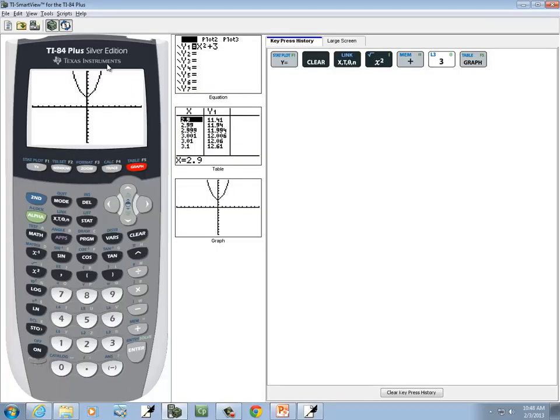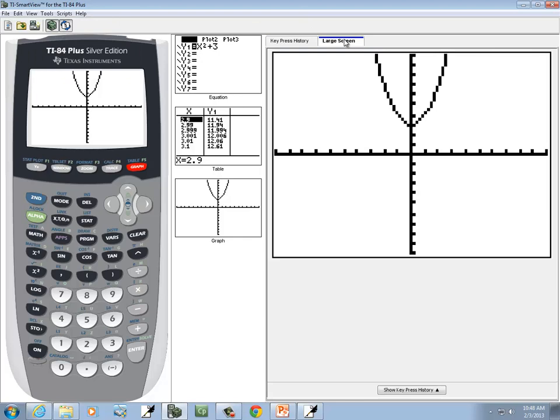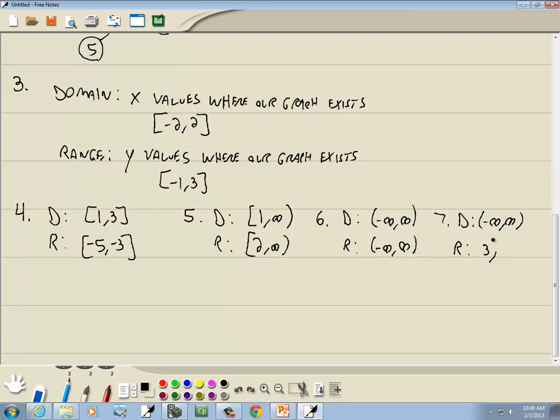And I don't know if I can show a big picture of that or not. Let me see. View. I guess not. Oh, there's a large screen. There. That's what I want to show, because I know on YouTube this may be kind of small. So you see the lowest point is 3, and then it goes up forever. So from 3 to infinity is what the range of this will be. Infinities you never have brackets on, and then this will have a bracket by default.